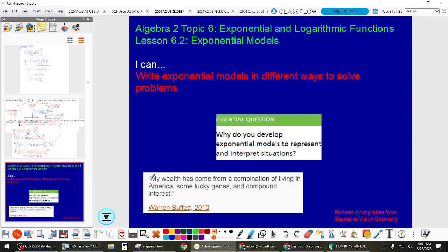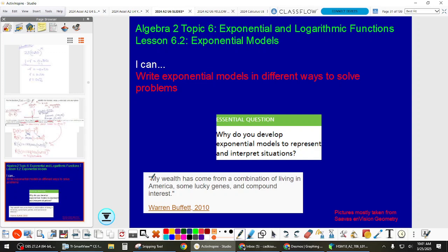Do you guys know what compound interest is? Okay. This is something that if you grab onto as a young person, you could be a millionaire by the time you are retired without it being unrealistic at all. And we're going to talk about how. Okay? It's not unrealistic at all.